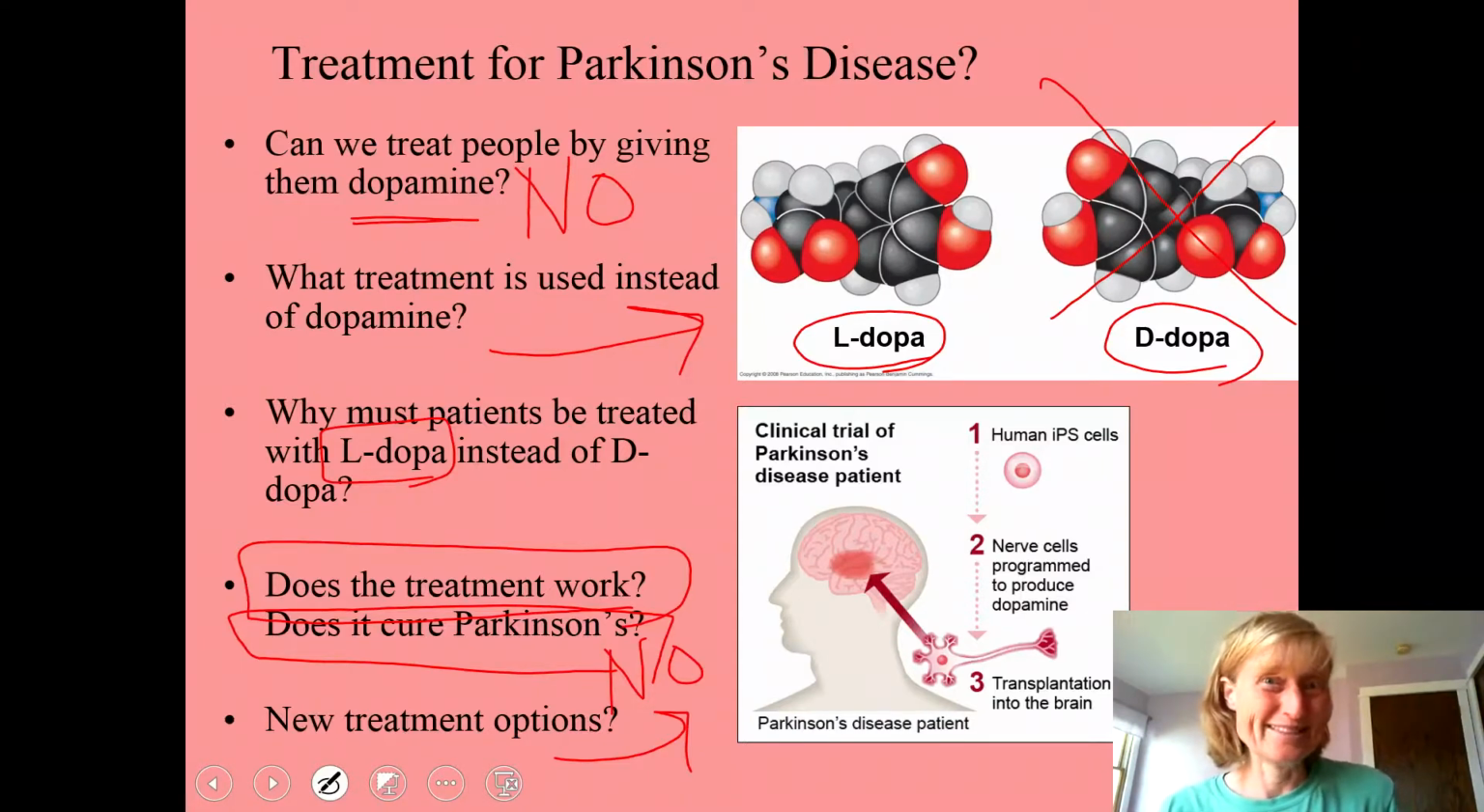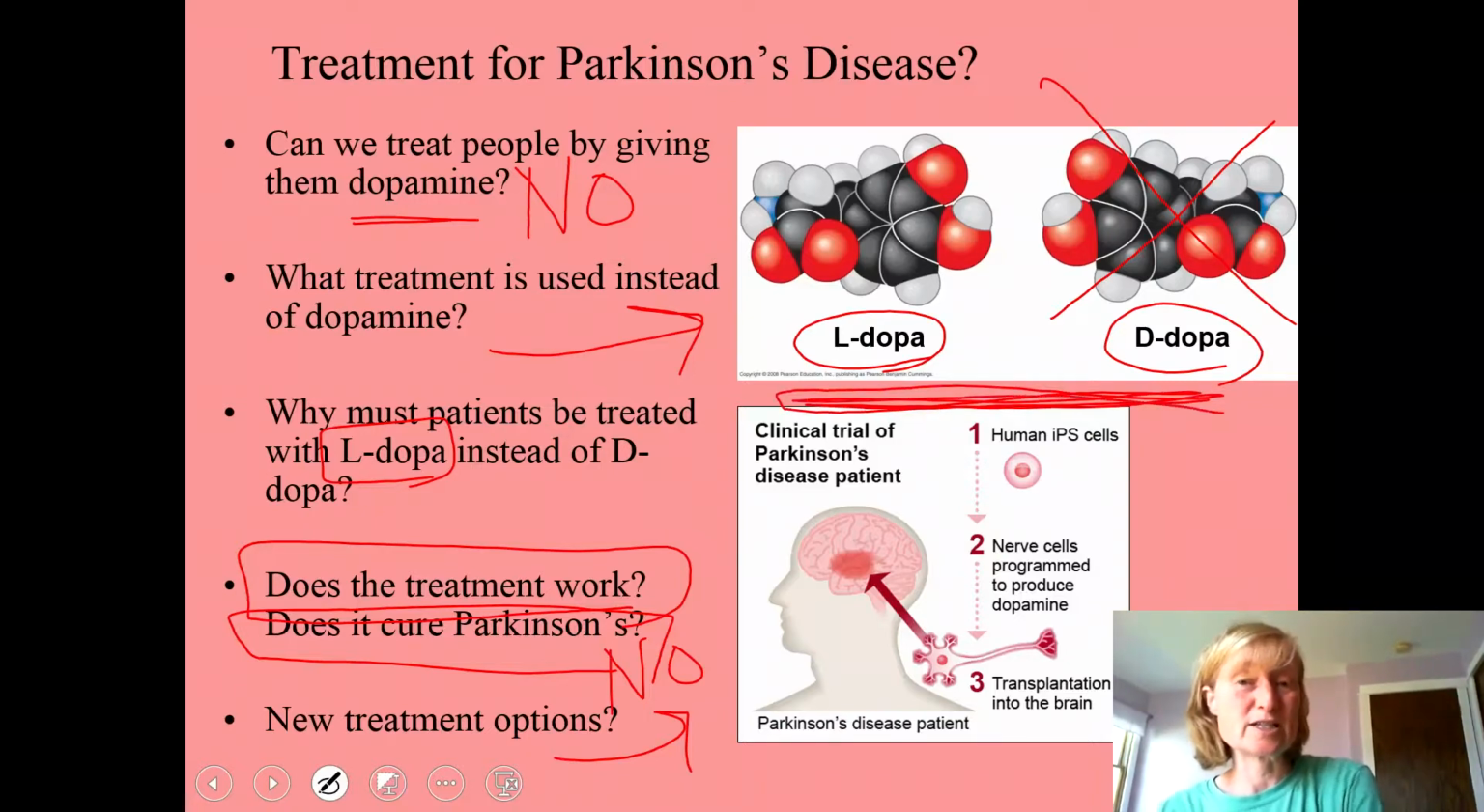That's pretty cool. Okay, that's just one example of how having two different isomers have very different effects inside living cells.